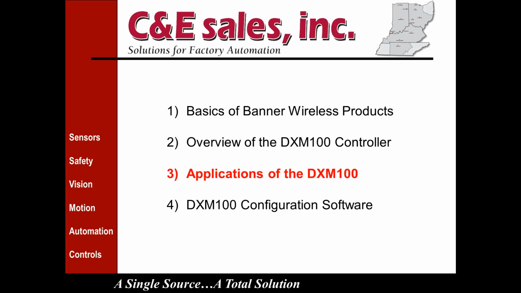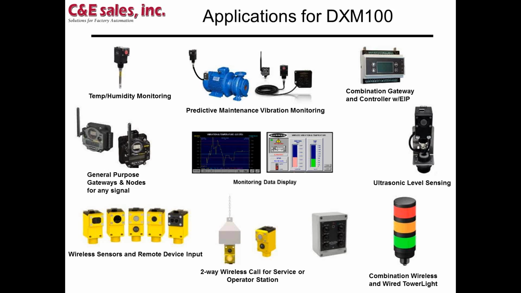So now let's look at some applications to use the DXM100. Here's a pretty good picture of different things you can do. There's temp and humidity monitoring, some predictive maintenance. We'll talk about temp and vibration of motors, general purpose nodes and gateways. You can do some monitoring that would require an HMI to show ultrasonic level sensing, wireless sensors, remote input devices, some of these two-way call per supervisor. The yellow device at the bottom is a Q45 with a built-in push button. Beside that is a 6-button push button station that's wireless that Banner has developed. And then this wireless TL70 tower light is another product. We'll look at these all in detail.